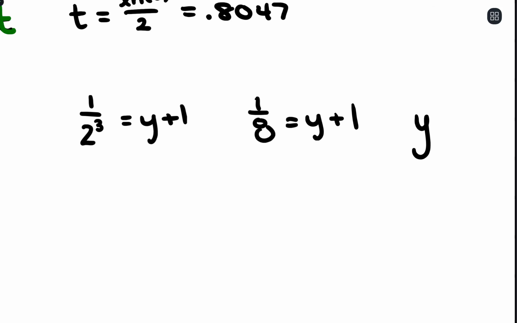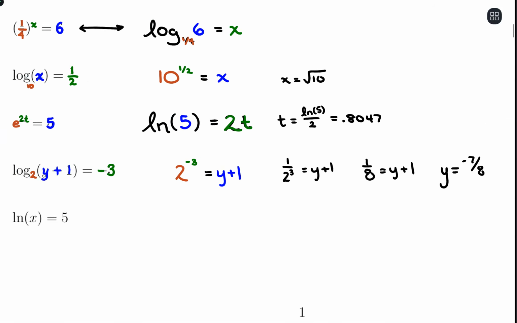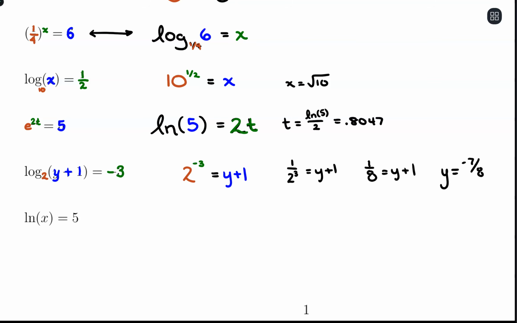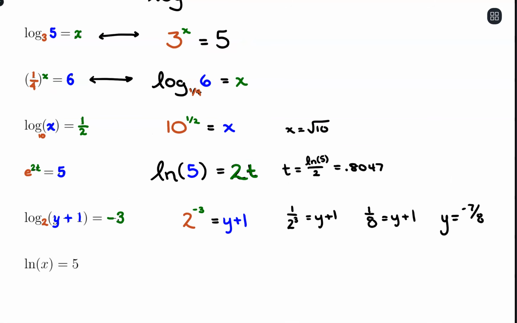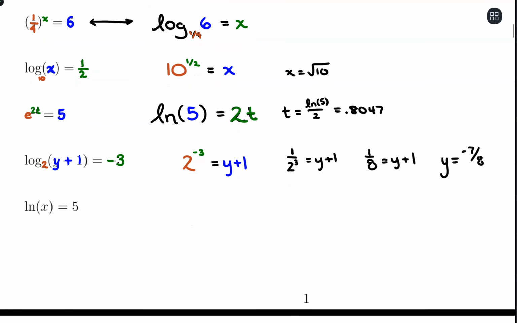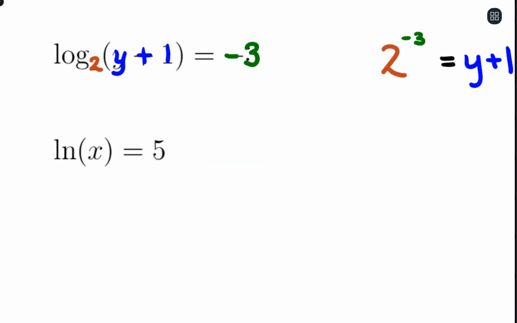So subtract 1 from both sides. So 1/8 minus 8 over 8, so -7/8. Yeah, so we could solve that one. So notice some of these I can solve. It's really the ones with the logarithms with a different base where we don't quite have that information yet.